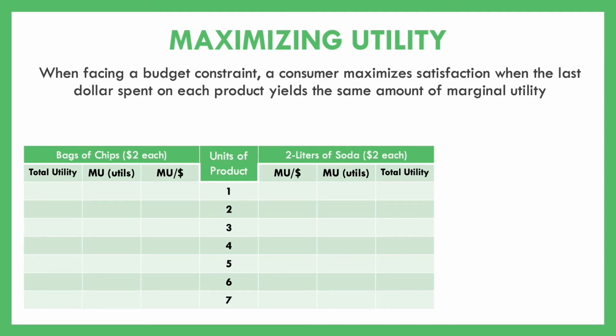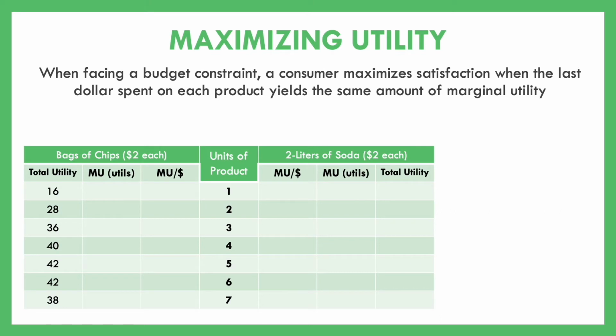We're going to deal with bags of chips and 2 liters of soda. Just to make things easy, we're going to assume that these are actually the same price of $2. But let's start off by looking at just the total utility we receive from bags of chips. That first bag gives us 16 utils, and then we go from there. When we consume 2, we have a total utility of 28. 3 bags, it's a total utility of 36, and so on.